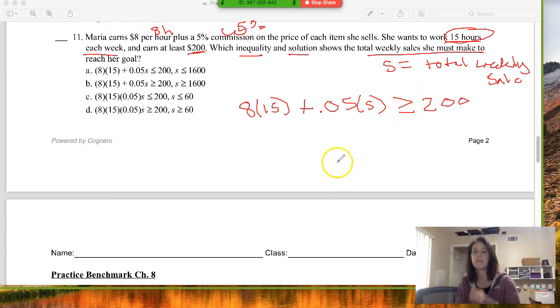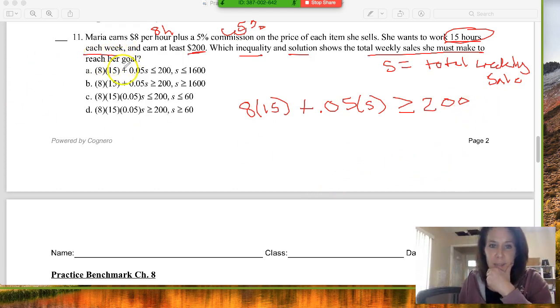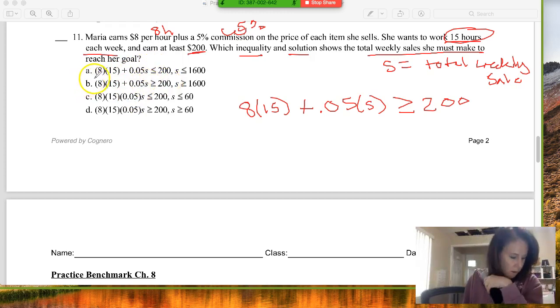Think about what that means. So here I have my inequality. Which one of these fits that? Well, it looks like this one, B, will fit that. Now, because it's multiple choice, you can go, all right, I already know my answer is B, but let's solve it and make sure you get 1600, okay?